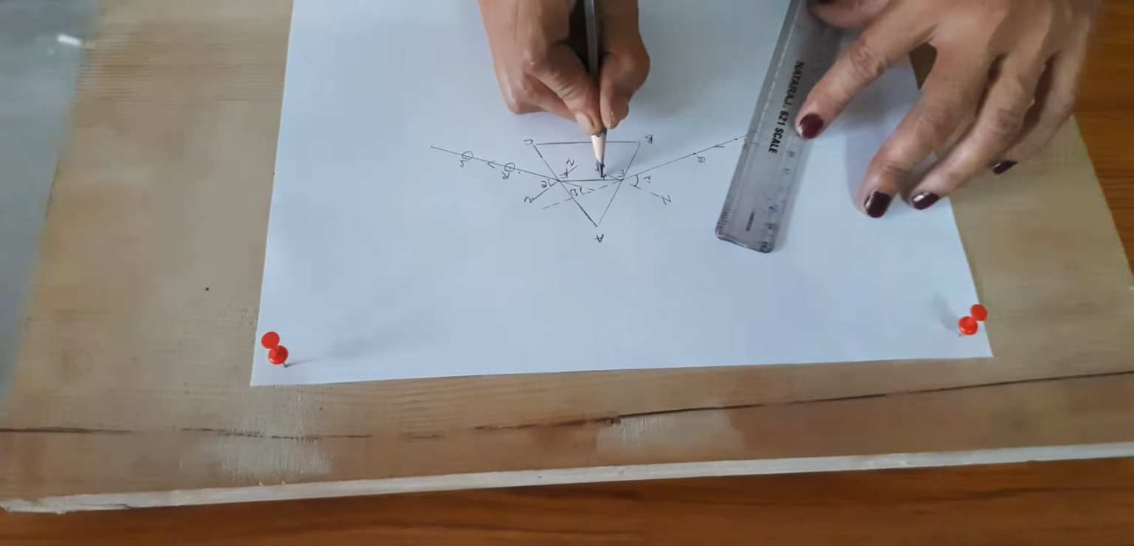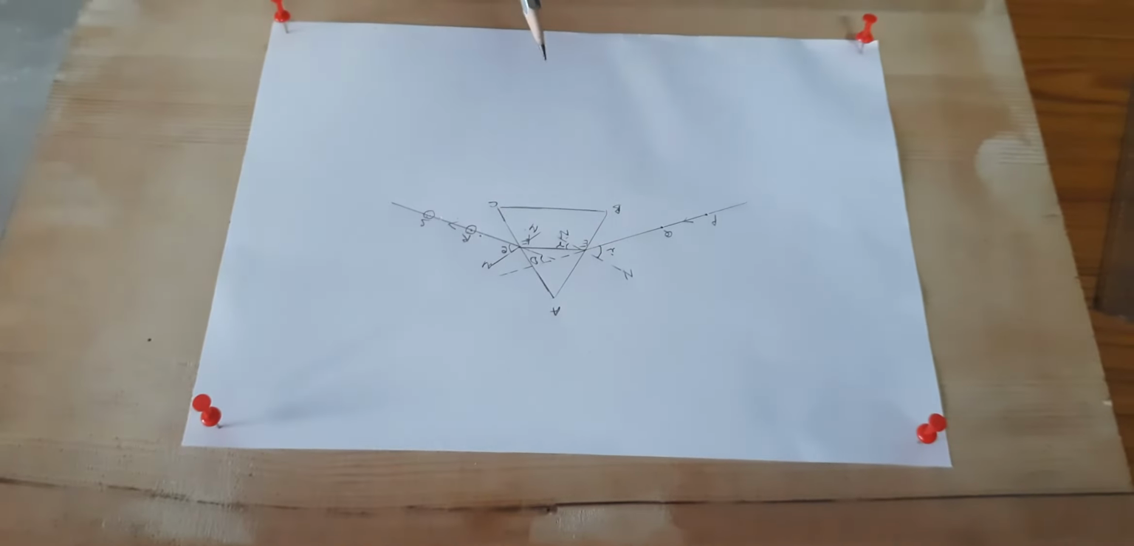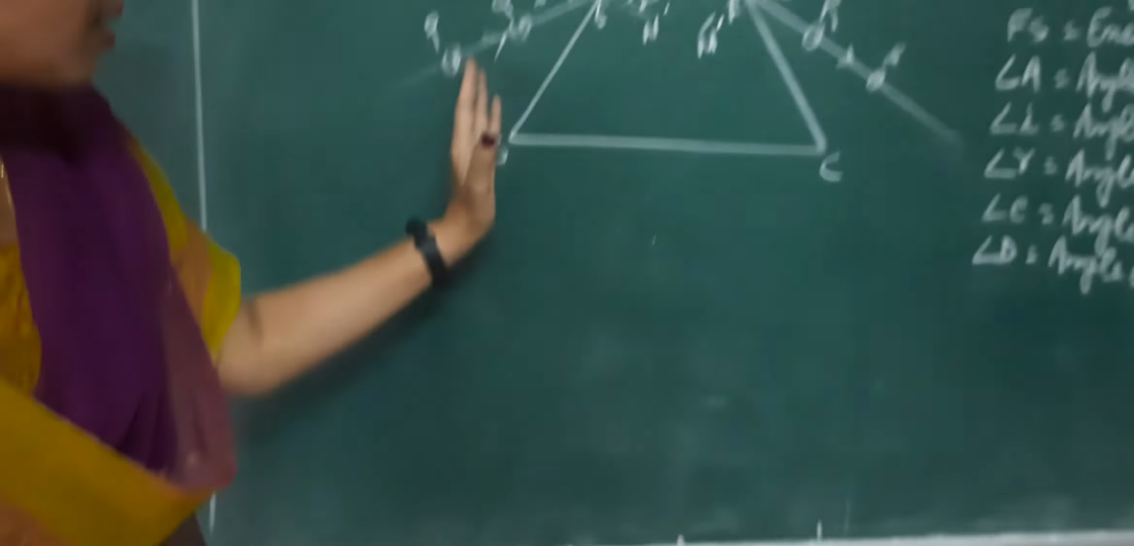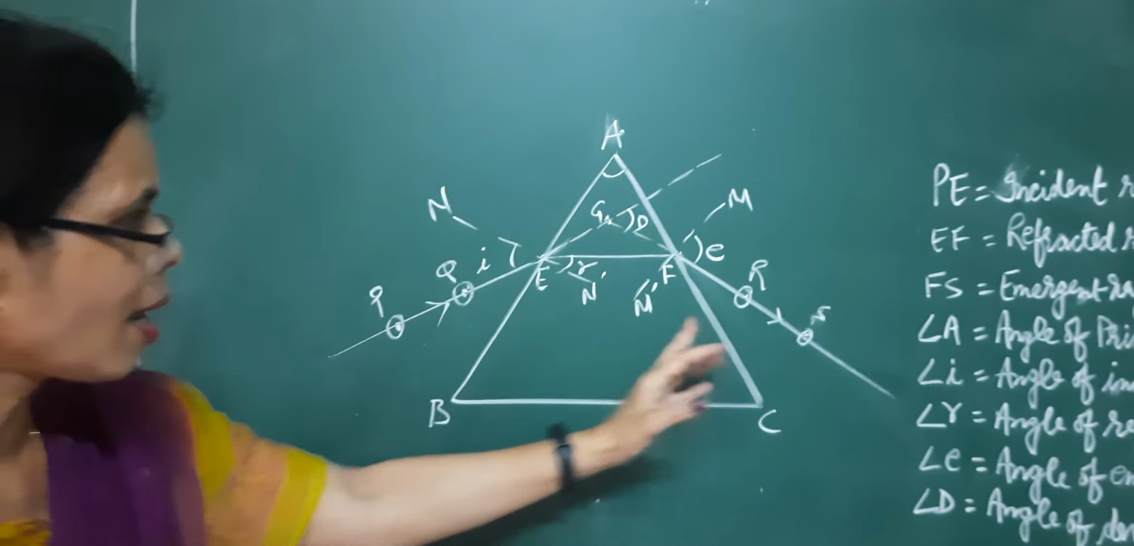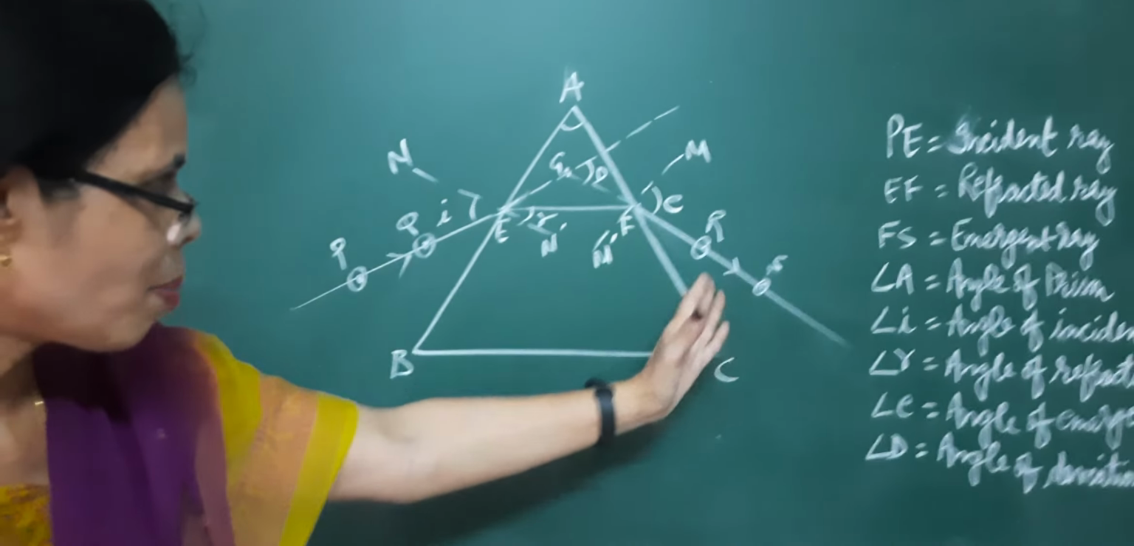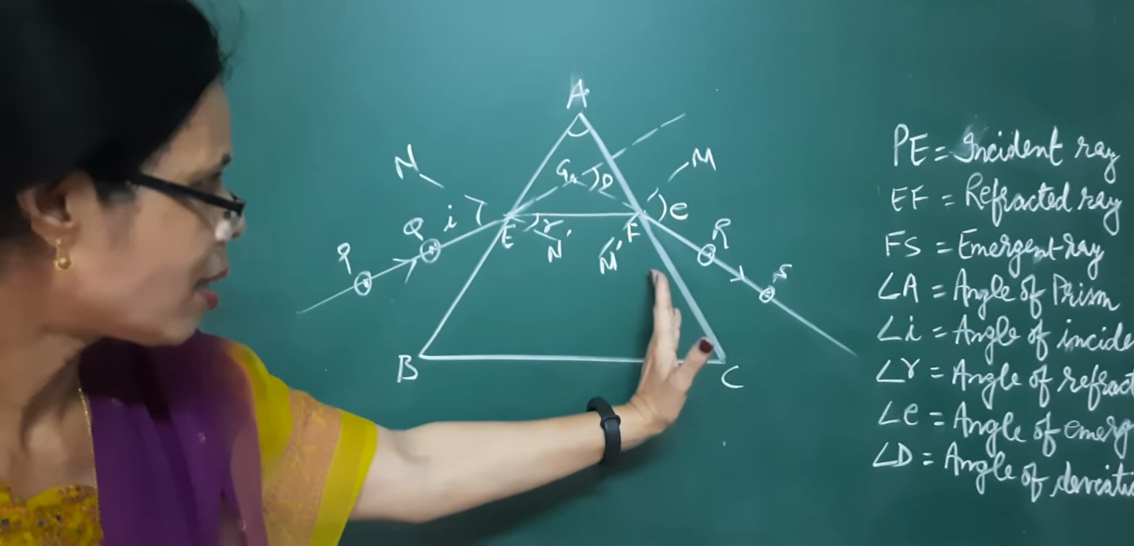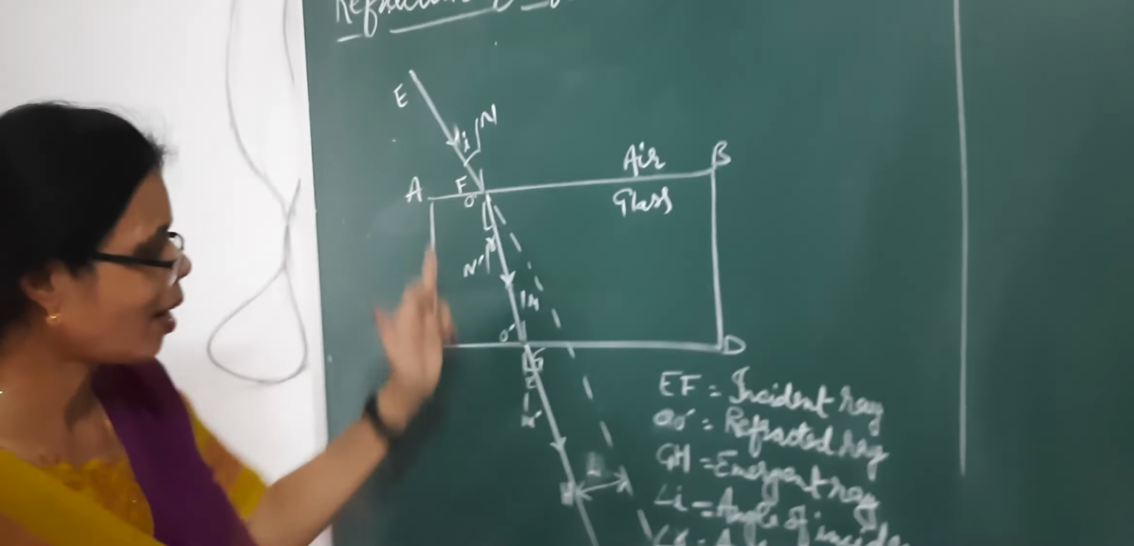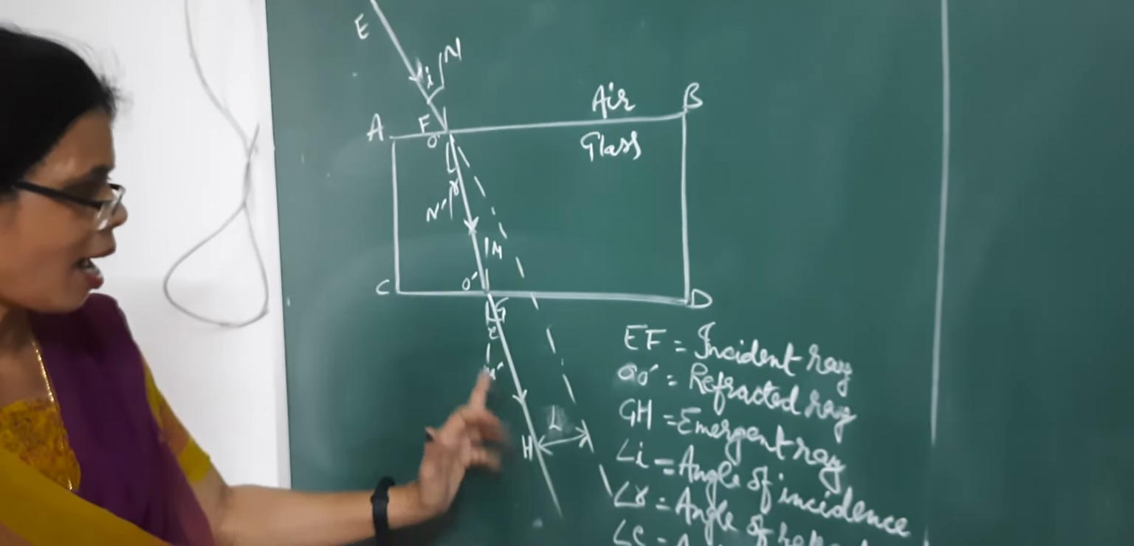So by the prism from air to glass and glass to air, 2 times refraction takes place. So you can see that here incident ray and emergent ray are not parallel. It bends away when it comes from glass to air. But in the glass slab, incident ray and emergent ray are parallel.